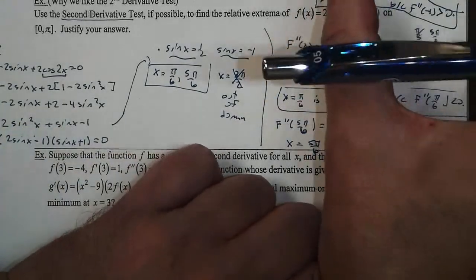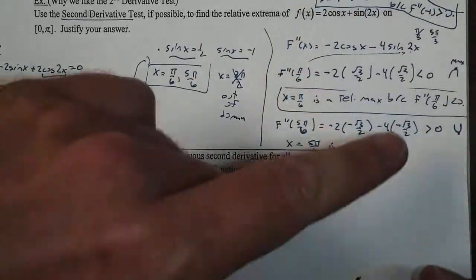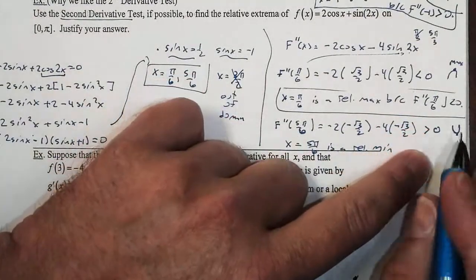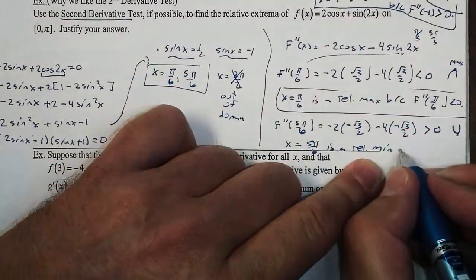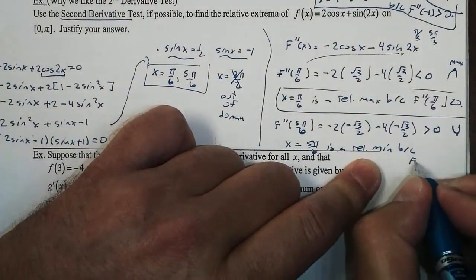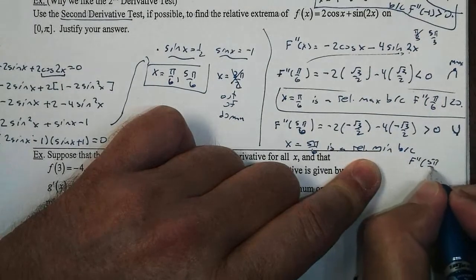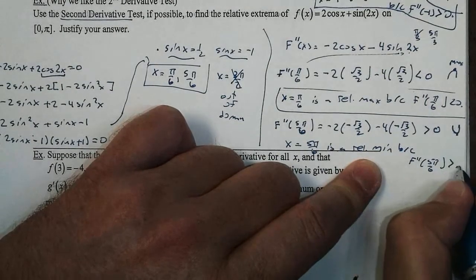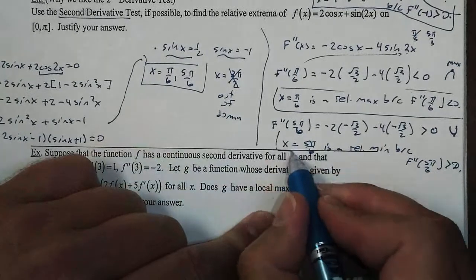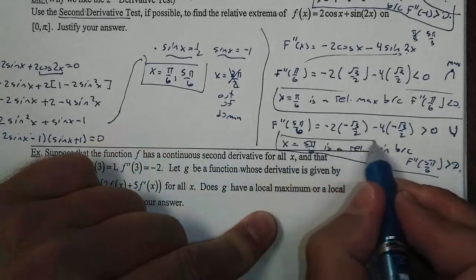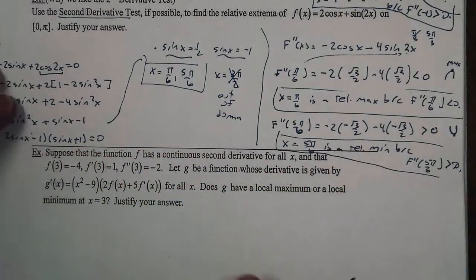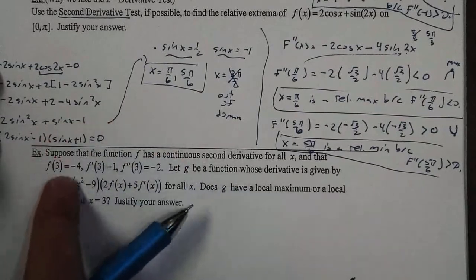Be careful, it's a minimum value. Don't mess it up because you don't want to show work. Don't be lazy. That's where you lose points. And that is because the second derivative at 5 pi over 6 is greater than 0. And there's your answer. All right. Go to part 3, and we're going to take a look at an AP example.